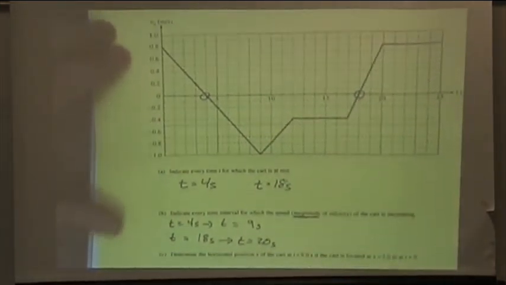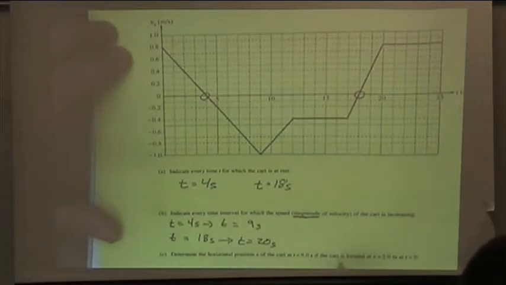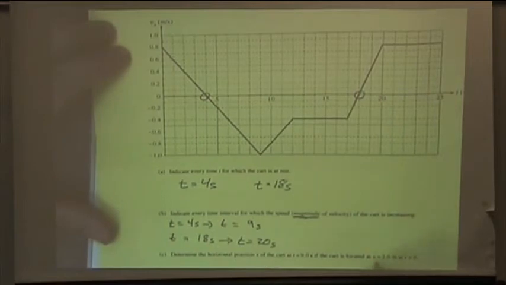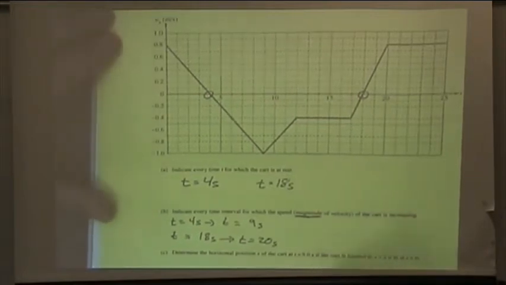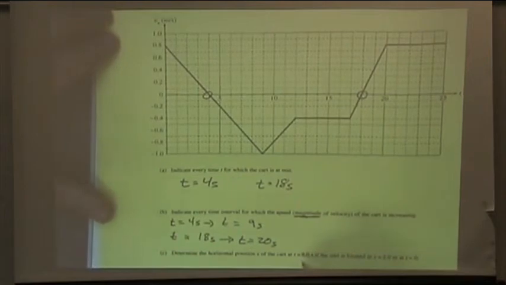Part C says, determine the horizontal position of the cart at t equals 9 seconds if the cart is located at x equals 2 at t equals 0. So in the beginning, the cart was on the 2-meter line. And we want to know what meter line it is on, if we use a football analogy, at the 9-second mark?